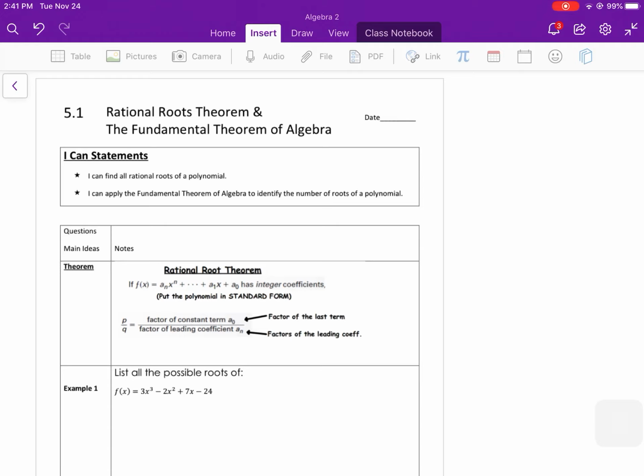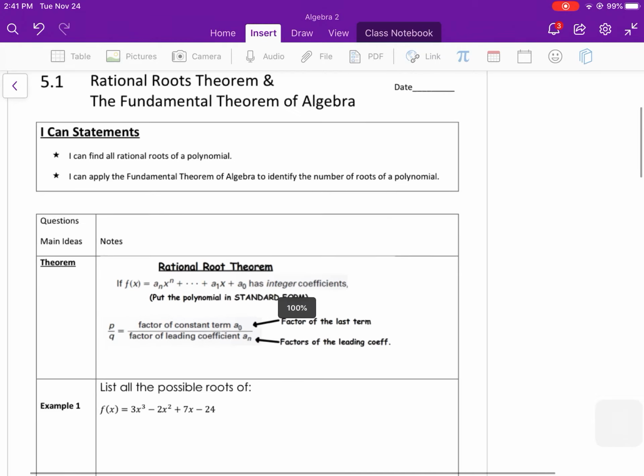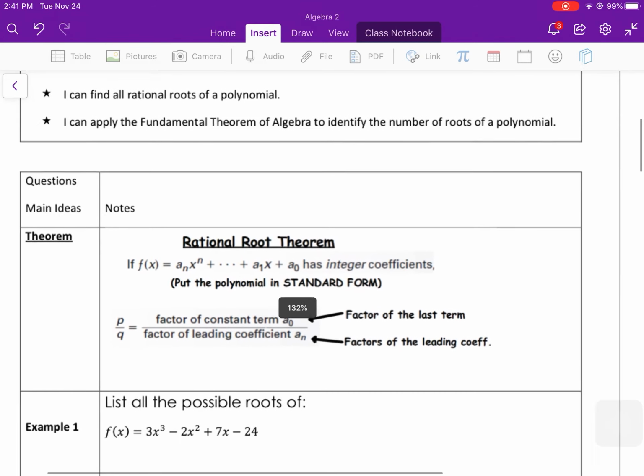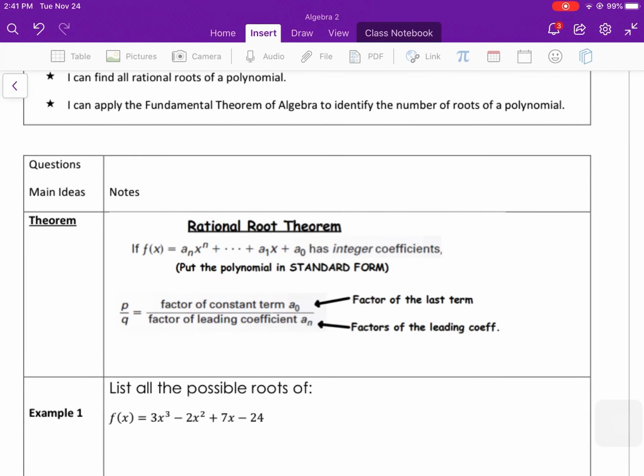Today we're going to look at the rational roots theorem and the fundamental theorem of algebra. This goes right along with Unit 4 and what we have been learning, but it goes a little bit more in depth. So our goal today is to find the rational roots and apply the fundamental theorem of algebra.